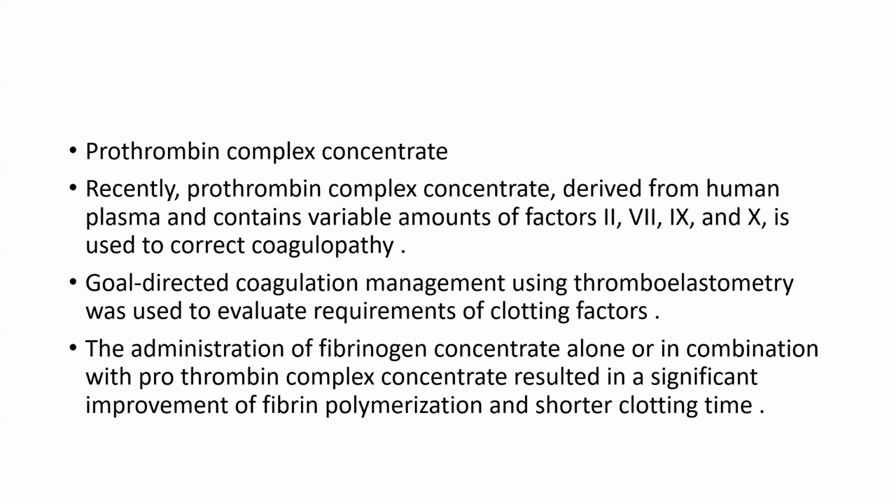Now, prothrombin complex concentrate. Recently, prothrombin complex concentrate, derived from human plasma and containing variable amounts of factors 2, 7, 9, and 10, is used to correct coagulopathy. Goal-directed coagulation management using thromboelastography was used to evaluate the requirement of clotting factors. The administration of fibrinogen concentrate alone or in combination with prothrombin complex concentrate resulted in significant improvement in fibrin polymerization and shorter clotting time.